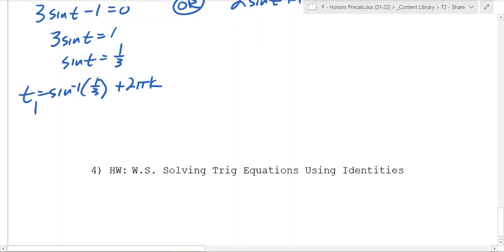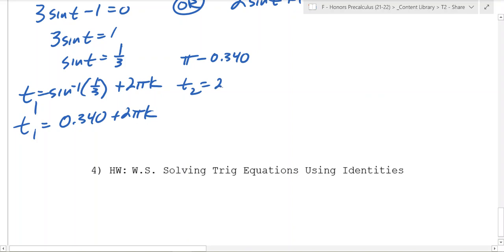But the second one, when you do that out, you get a decimal. So you get t1 is equal to sine inverse of 1/3 is 0.340 plus 2 pi k. And the second one, remember, is pi minus 0.340. So when you do pi minus that, you end up with 2.802. So our second t-value is going to be 2.802 plus 2 pi k. So we have one answer and two answers.